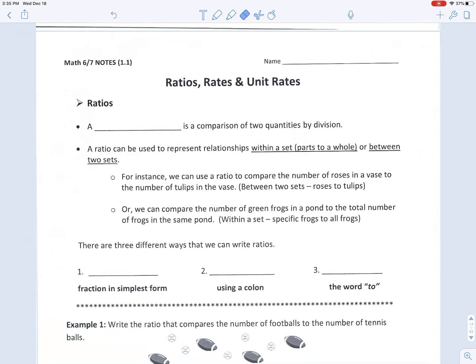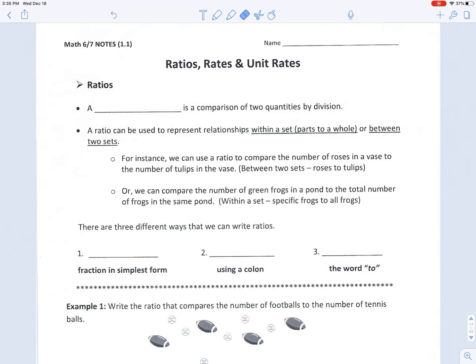Okay, so in this video, we're going to review ratios and how we write them. We're going to talk about maybe some unit rates. We'll see if we get to that. All right, so starting off, a ratio is a comparison of two quantities by division.